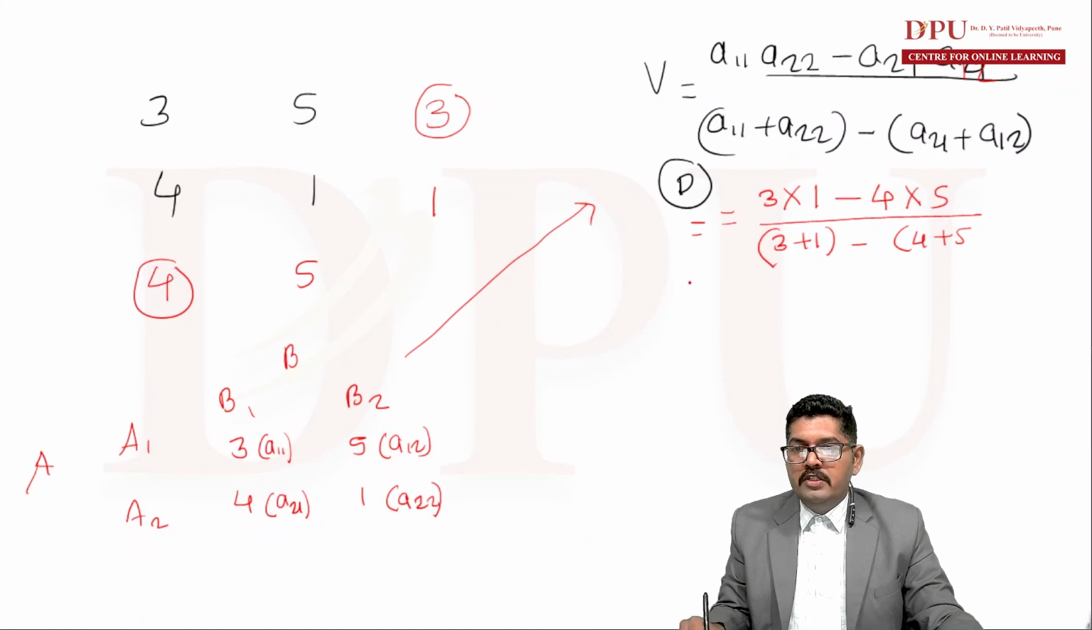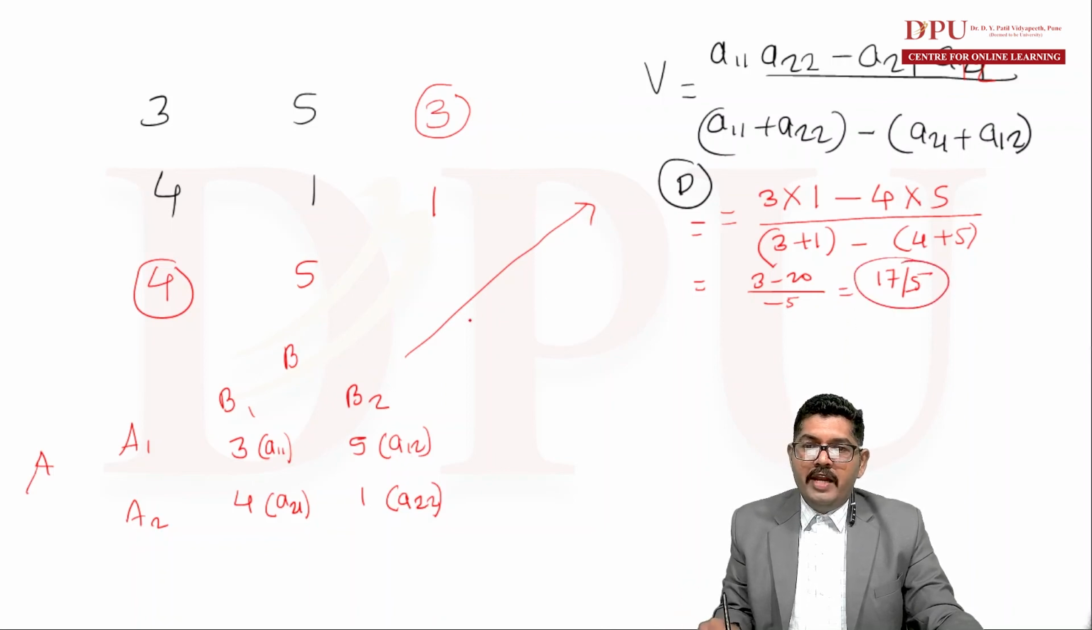When we solve this, what do we get? 3 ones are 3, 4 fives are 20. So 3 minus 20, divided by 3 plus 1, which is 4, and 4 plus 5, which is 9. So 4 minus 9 is minus 5. So the value of the game is 17 divided by 5. This is the value of the game.